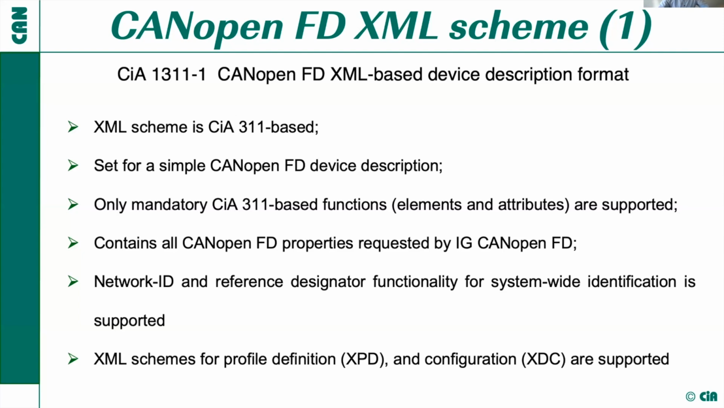As I've mentioned previously, we also have system-wide and network-wide possibilities. My colleague has also mentioned logical addressing and remote access for cloud-based applications. For that reason, we have also embedded in the device description the network ID, the CANopen FD network ID, and also a new thing, the so-called reference designator. And finally, one XML schema is available for a wide range of file formats; simple device, profile, definition, and configuration files are supported.